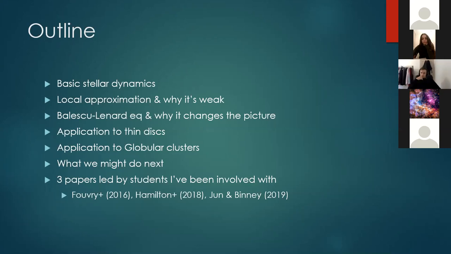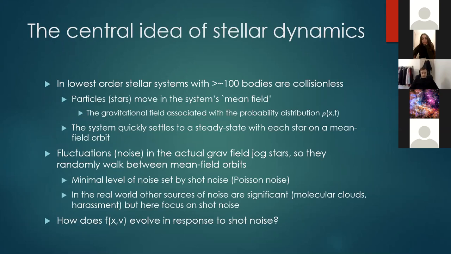So the central idea of stellar dynamics is that, to the lowest order, at the lowest approximation, a system made up of more than about 100 bodies should be considered to be collisionless. That is to say that particles, which I shall call stars, but of course might be dark matter particles in reality, move in the system's mean gravitational field. What we mean by that mean field is the gravitational field that's generated by the probability distribution in real space, rho of x and t. So it's not the gravitational field that's produced by the actual distribution of particles, it's the gravitational field that's produced by the probability distribution associated with those particles.